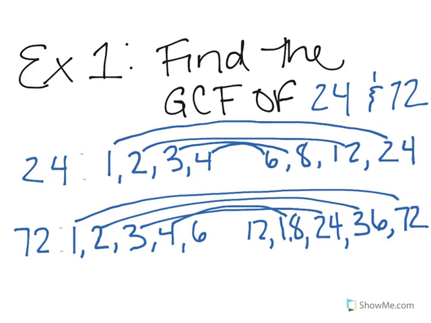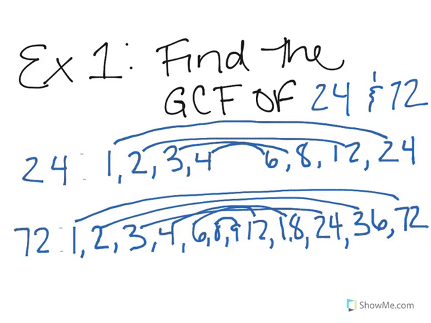I know 7 can't, but I know 8 can. 8 can go into 72 9 times. And then look, I am stuck in the middle, so I know that's all my factors. 72 did have a lot of factors, so the hard part's over. I listed my factors of 24. I listed my factors of 72.